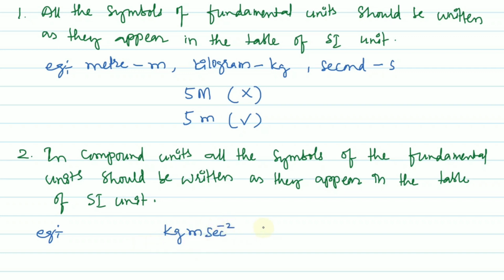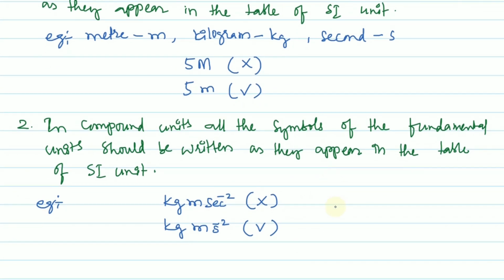So this sort of representing the unit is wrong. And what is the correct form of representing? Kilogram meter per second square. So this is the correct form of representing a unit, as we have used in the table of SI units. What is the standard symbol we have used? Those symbols we are supposed to use here.